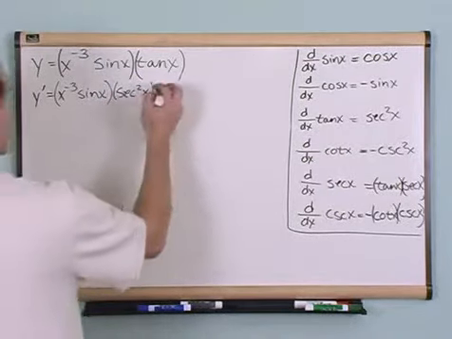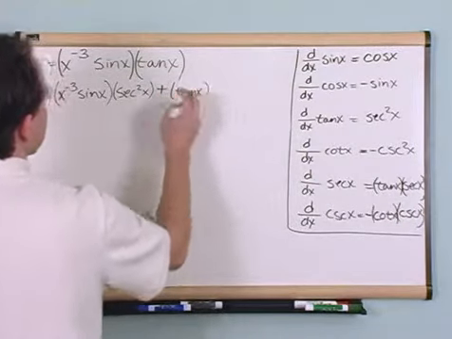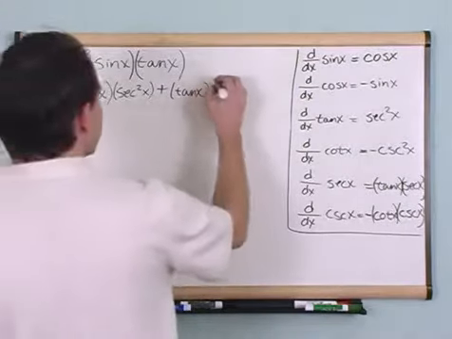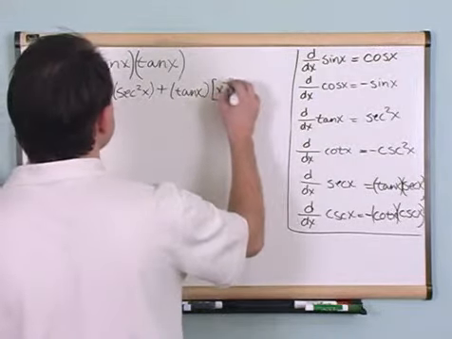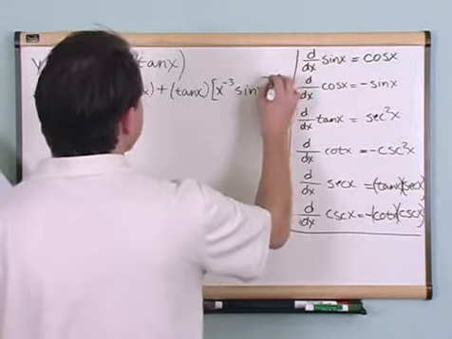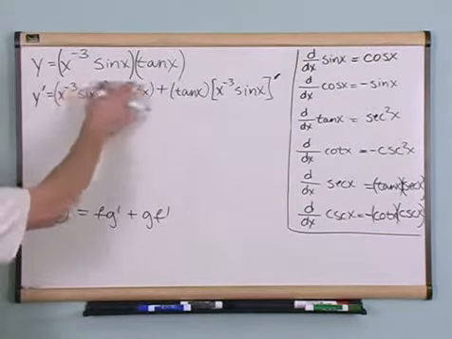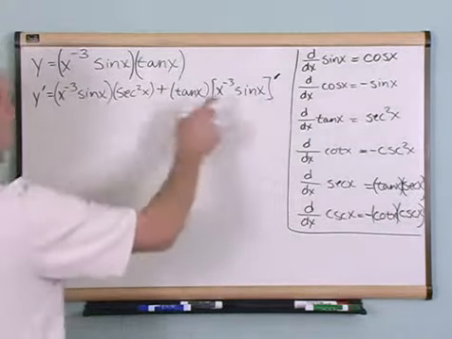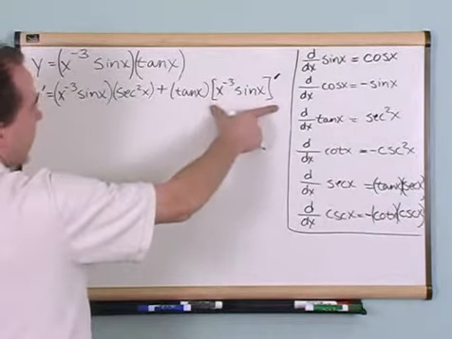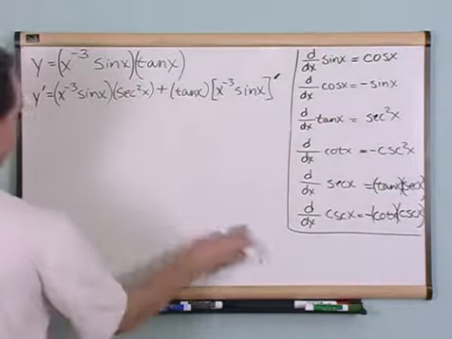okay, plus the second term is tangent of x times the derivative of the first term. Now, the way I'm going to write that is just x to the minus 3 times sine of x, and I'm going to put a big mark here that tells me I have to take the derivative of that. So here's the first term times the derivative of the second, we got that from here, plus the second term times the derivative of the first, but I actually haven't taken this derivative yet. Okay? We have to do that now.